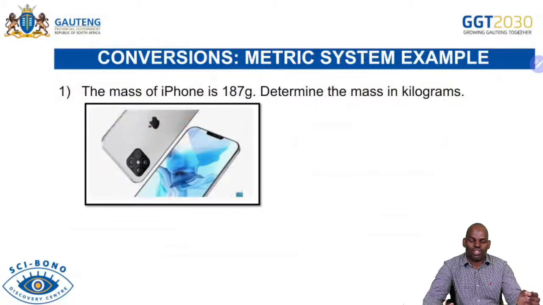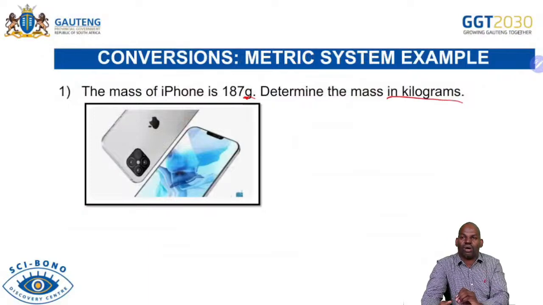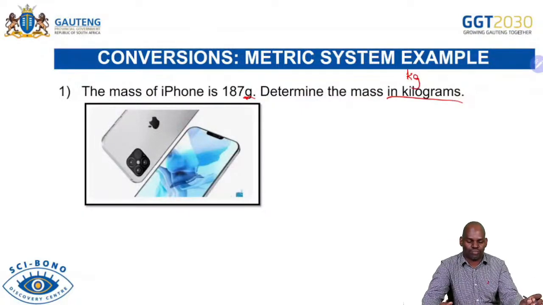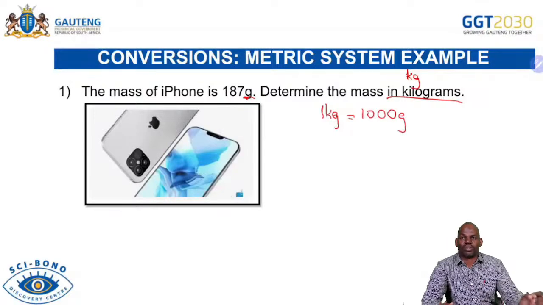The first thing you need to know is how to convert between gram and kilogram. First thing, 1 kilogram is equal to 1000 grams. Then therefore, what do we have in this case? We've got 187 grams.